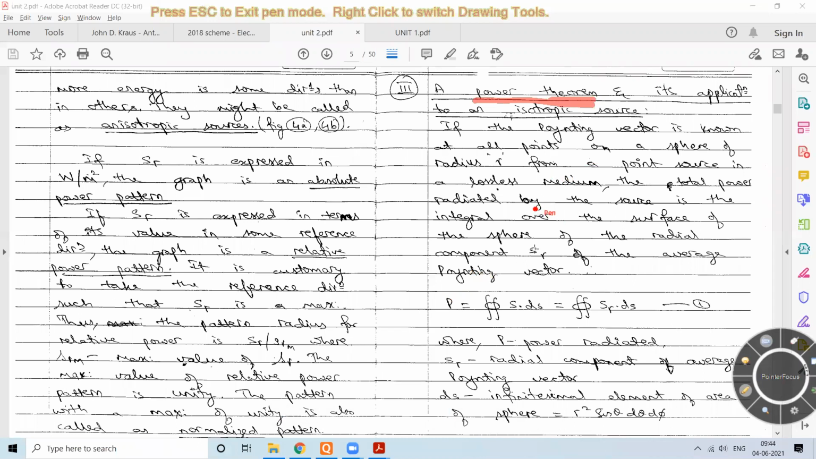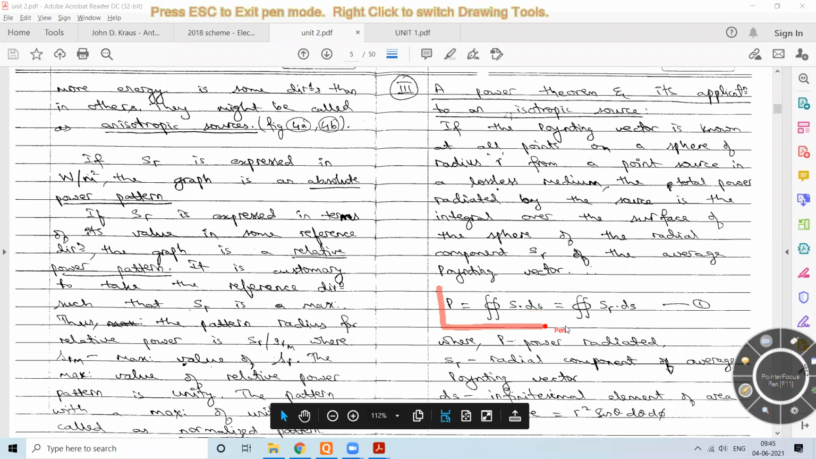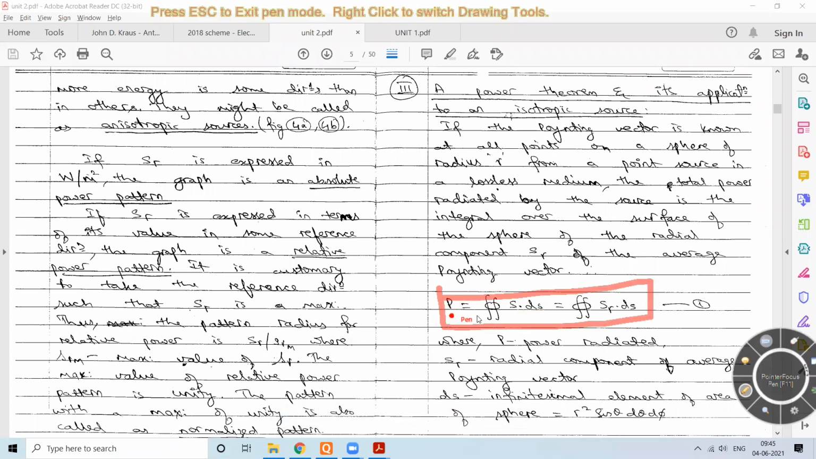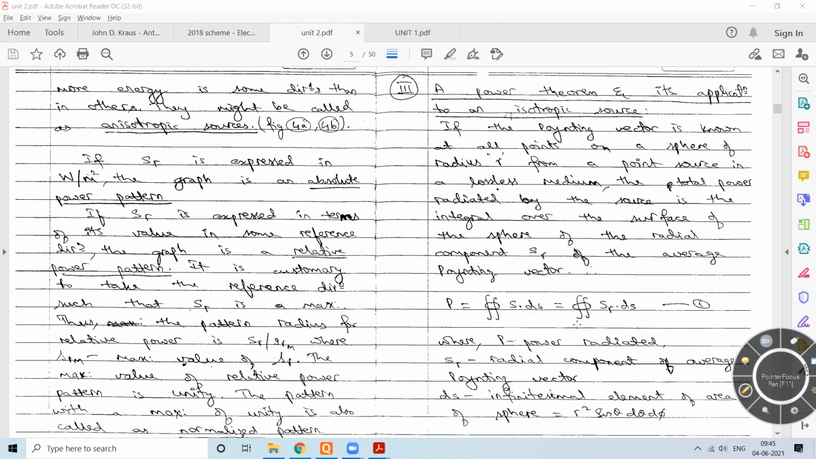The power theorem states that the total power radiated by the antenna is obtained by the surface integral of the power density, which is given by this equation. P is equal to the double integration, the closed contour surface integration, of S with respect to ds. This ds is nothing but the elemental surface area.